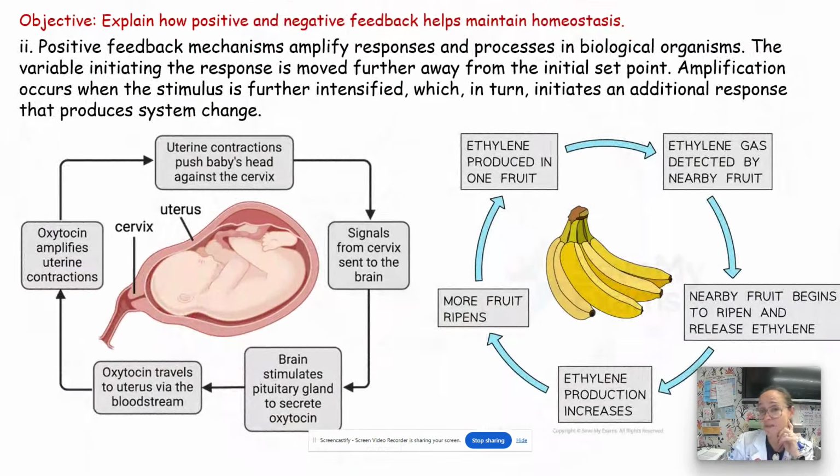Positive feedback loops, on the other hand, do not return you to homeostasis. Instead, they amplify. And the perfect example of this is childbirth. Contractions get stronger and stronger and stronger until the baby is born. I have a whole video on positive feedback loops with multiple examples that I recommend you watch.